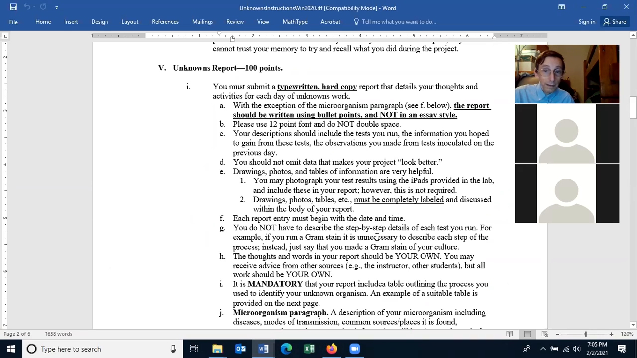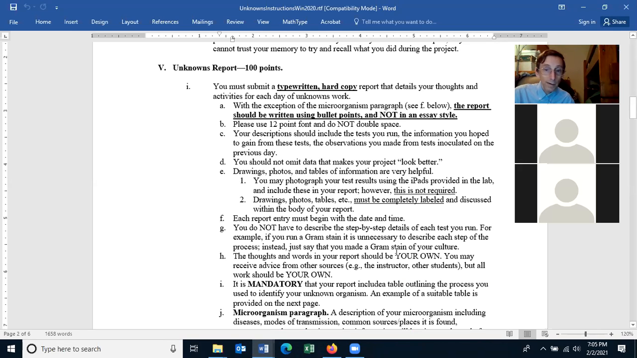You don't need to put the step-by-step details of the test. I know what the tests are. You just need to tell me which test you ran, why you ran that test, what you were hoping to see from that test, what the possibilities were, and then what the test results were, and then what the possibilities are after that test result.